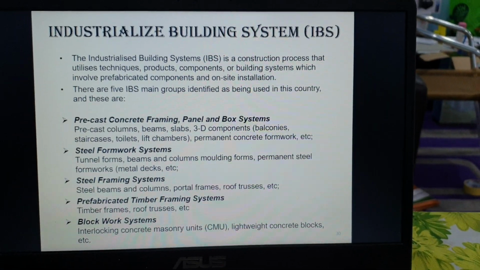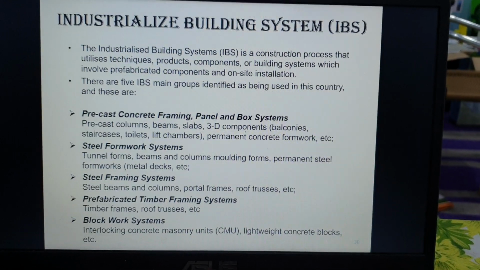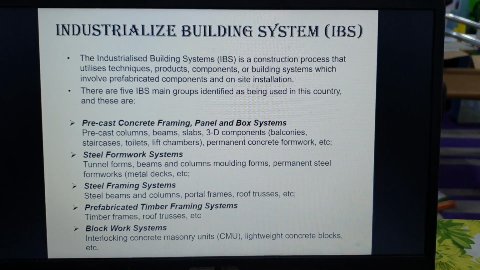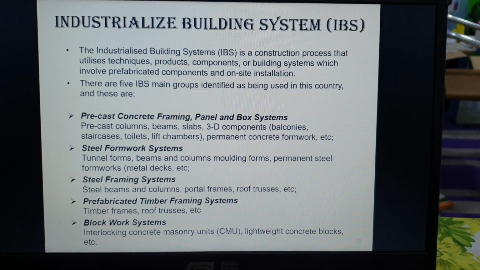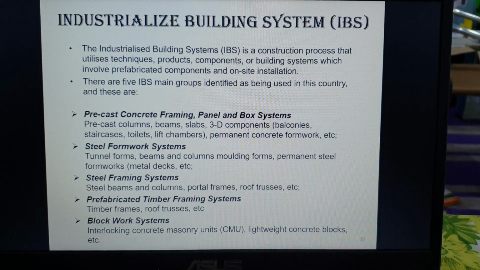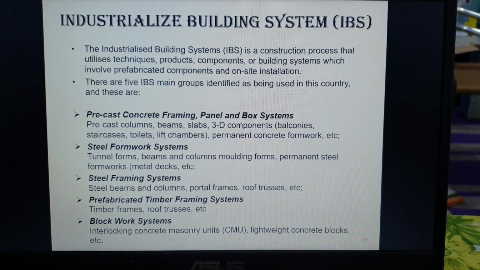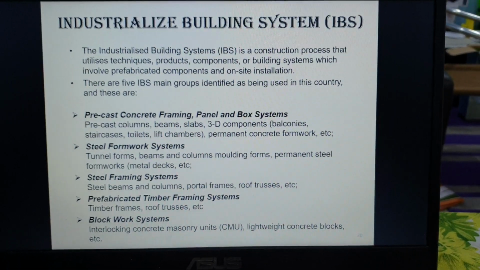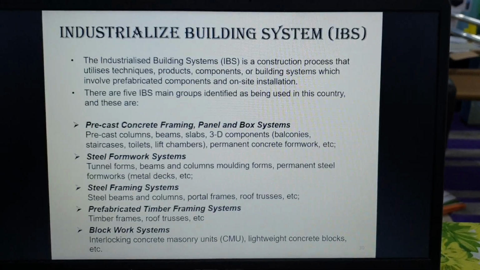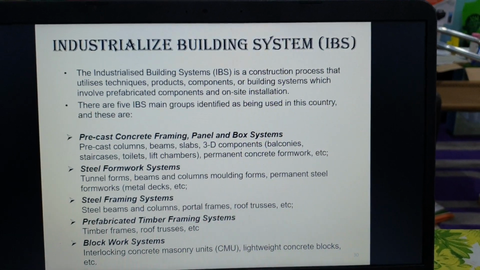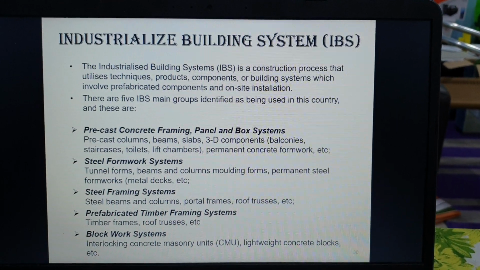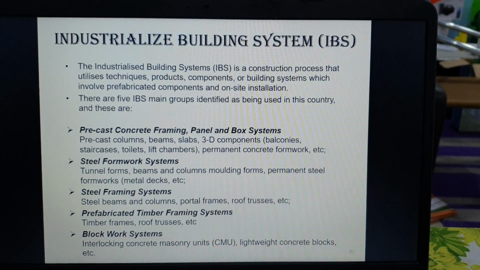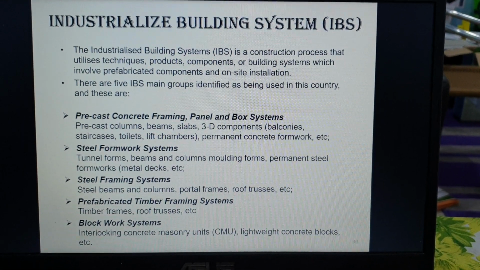And this is another thing that you already know in our construction. We have a system that we call the Industrialized Building System. IBS is a construction process that utilizes techniques, products, components or building systems which involve prefabricated components and on-site installation. Basically you need a factory so that you can produce a lot of IBS products, and then you transport them to the site, and when you get to the site, you just install the IBS products. So what are the IBS?